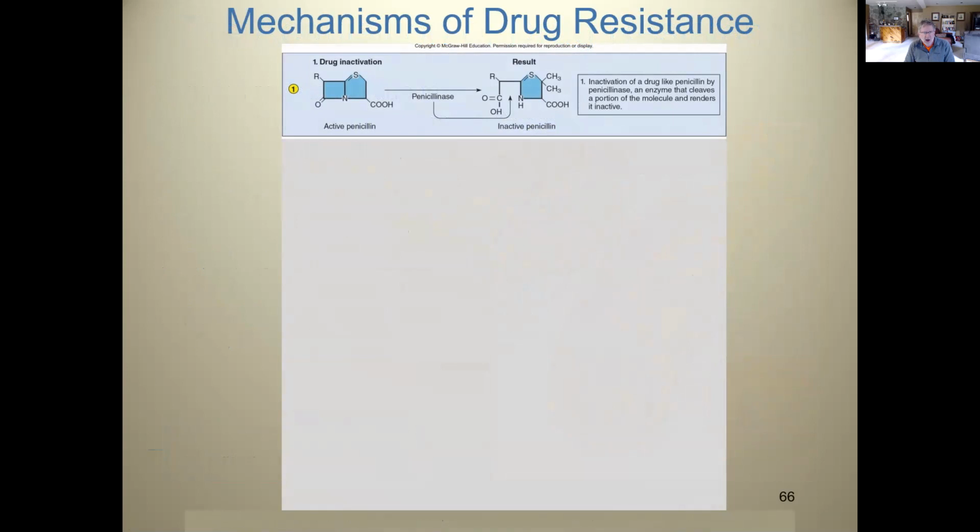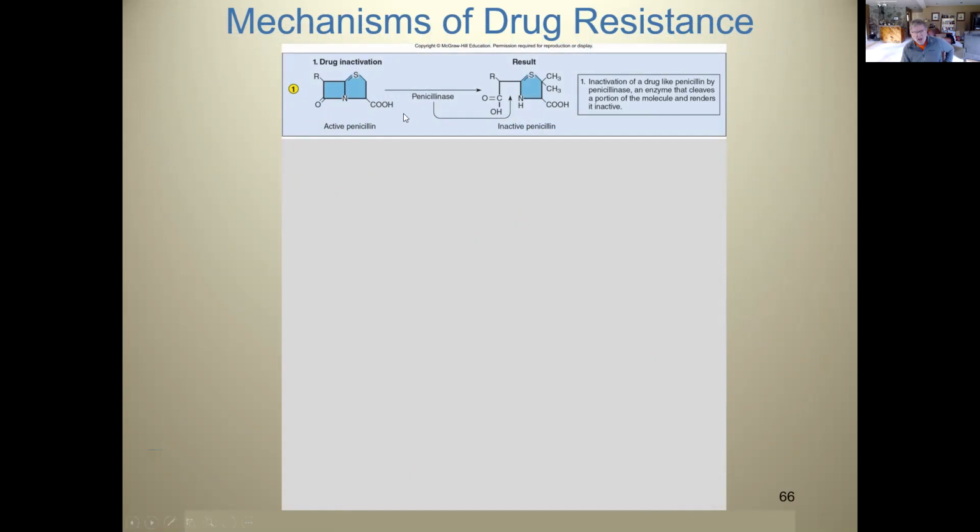So let's talk about ways in which microorganisms do indeed negate the action of the drug. How do they become resistant? How do they fight off the effect of the drug? There's a whole slug of different ways that cells can do this. One way, as you see here, is through the inactivation of a particular drug. And we'll use the example of penicillin. This should look somewhat familiar to you. We talked about it in earlier segments of this chapter.